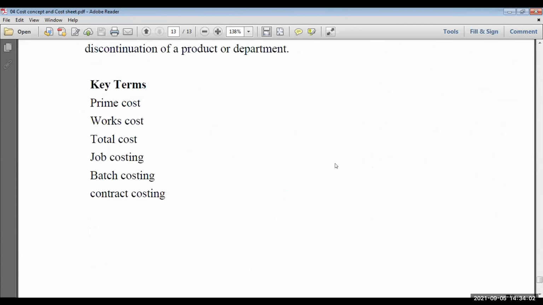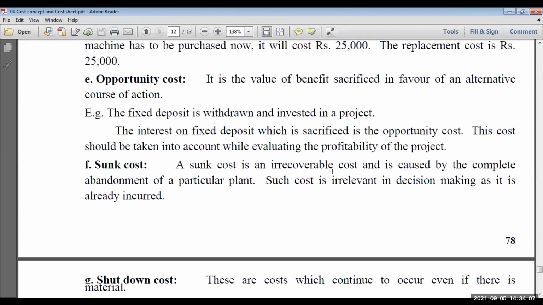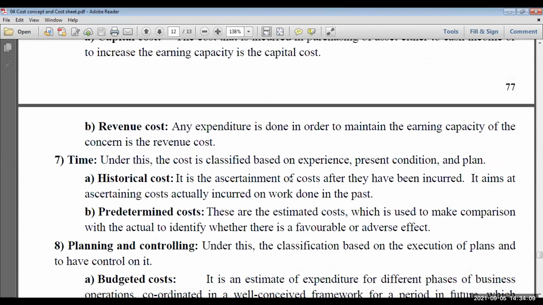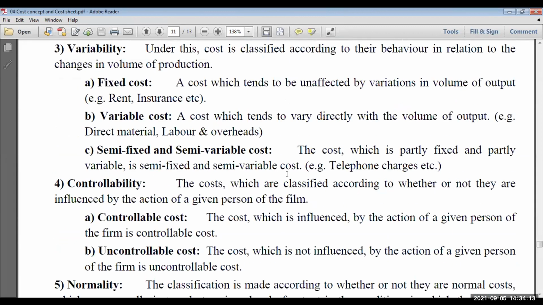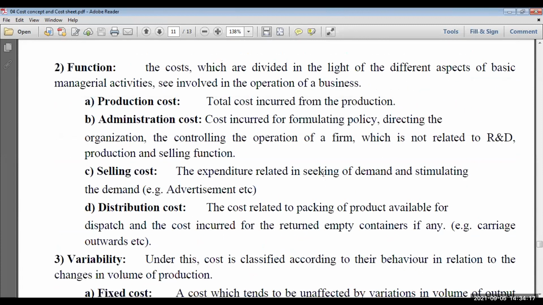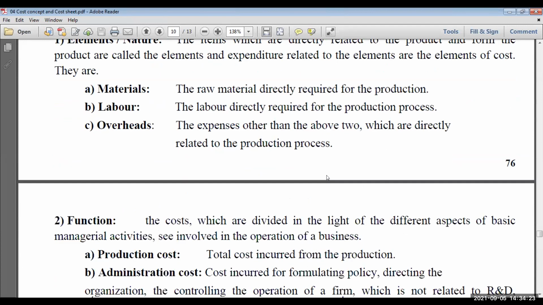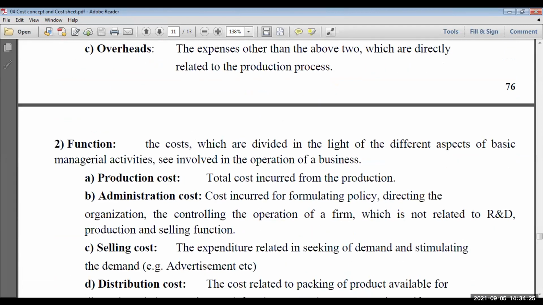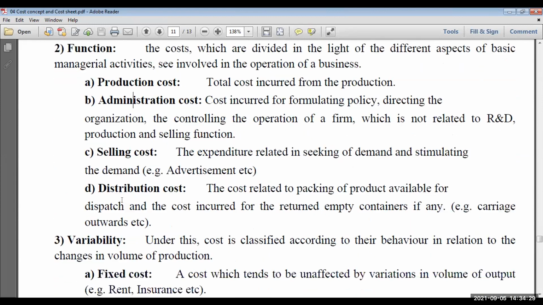Okay, look at this. Classification of cost. There are so many bases according to which I can classify the cost. Based on the nature, we just classified in the beginning: material cost, labor cost, overhead cost. Based on the function, we can classify them: production cost, admin cost, selling cost, and distribution cost.